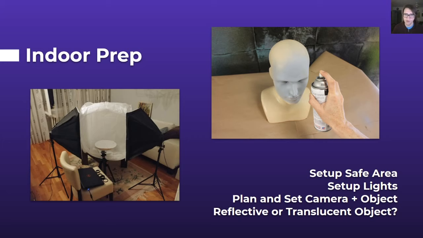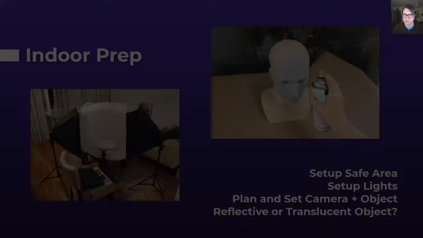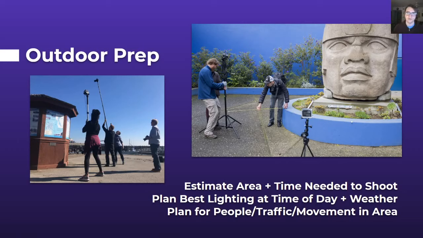And then if your object is reflective or translucent, make sure that you have something to coat it. If you're doing an outdoors area, so if you're taking all your photographs outside to build a whole space, you usually want to figure out how much time it's going to take to do all your shots, do a rough estimation. A good way to do this is to go to the location, walk around, and do a pretend shooting around the space and just see how long you feel that's going to take.